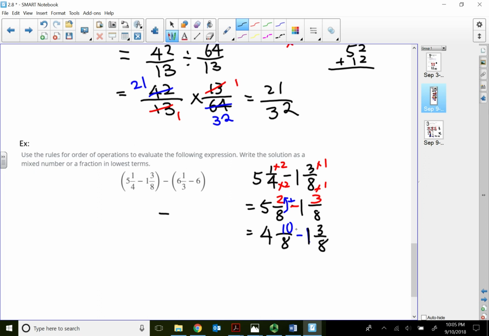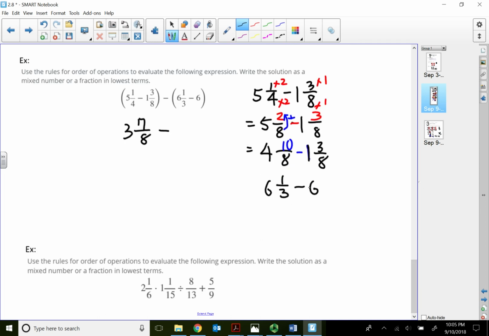So now that will be 7/8 as the fraction part of the answer. 4 minus 1 is 3. So that's 3 and 7/8 minus, all right, 6 and 1/3 minus 6.